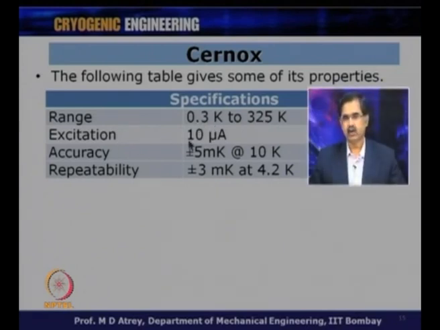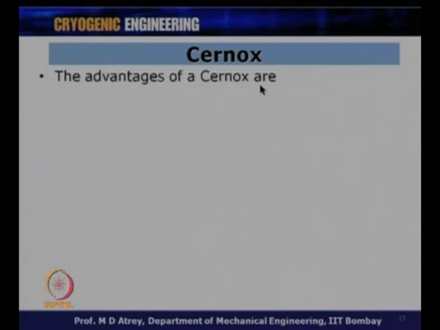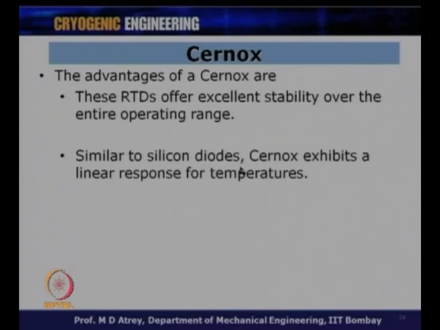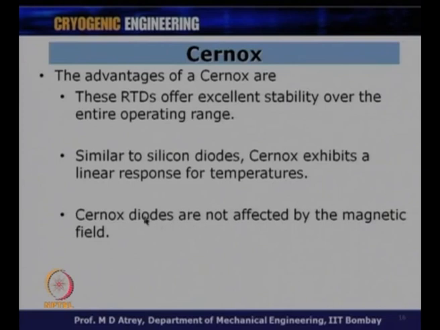Again, the excitation is of the order of 10 microamps. The accuracy is plus minus 5 millikelvin at 10 Kelvin, while the repeatability also is plus minus 3 millikelvin at 4.2 Kelvin. These are some of the property specifications for Cernox. The advantages of Cernox are these RTDs offer excellent stability over the entire operating range. Similar to silicon diodes, Cernox exhibits a linear response for temperatures. So, behavior is similar to what we saw for silicon diode. Cernox sensors are not affected by the magnetic field.